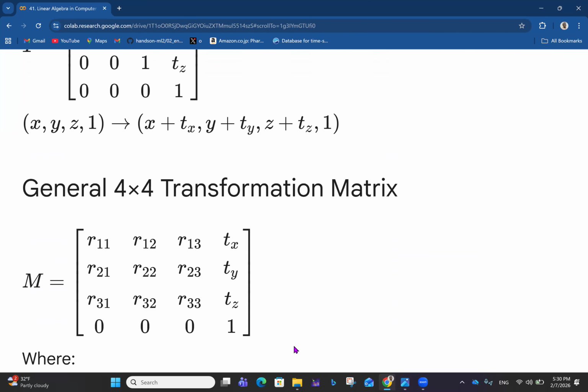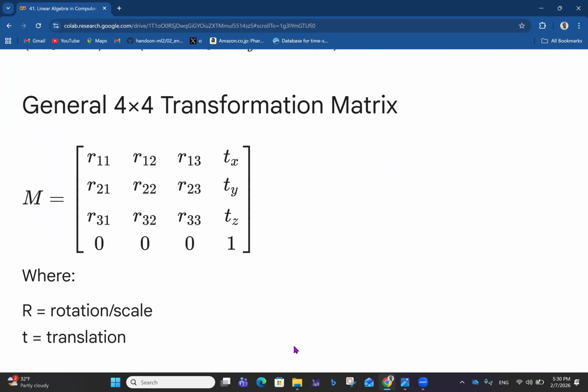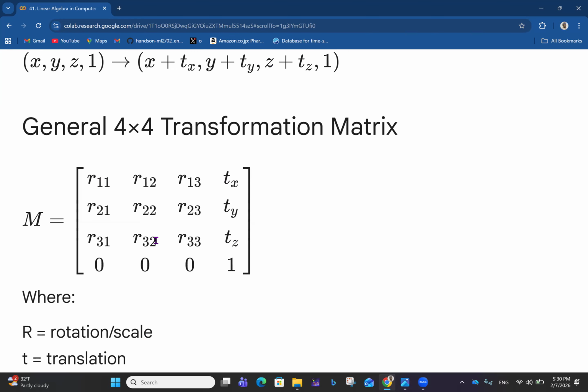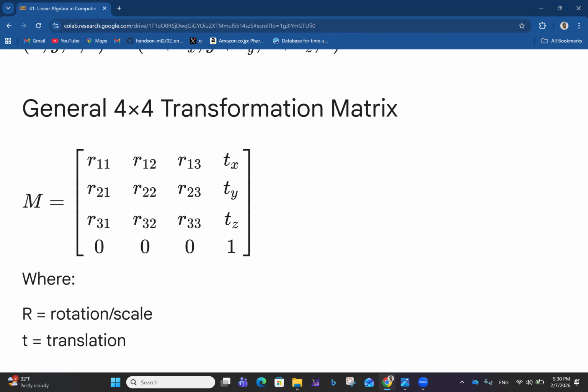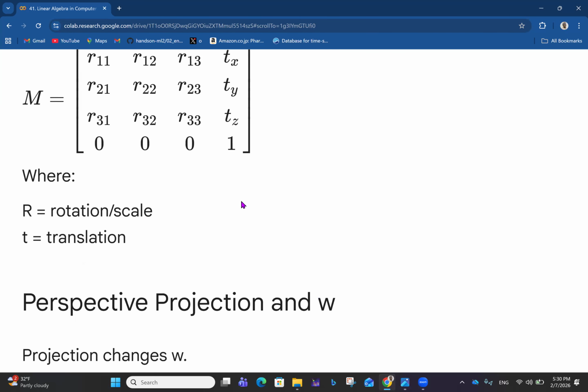If you now have a general 4 by 4 transformation matrix, imagine M is R11, R12, R13, R21, R22, R23, R31, R32, R33. Then you have 0, 0, 0, 1 in the last row, and then you have the translation part, TX, TY, TZ. The whole R talks about rotation and scale, while T talks about translation. So you have rotation here, and you have translation right here.